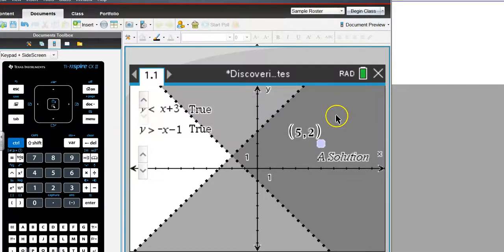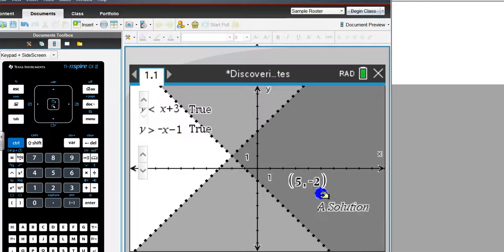And you can see that easily by plugging in the values, right? So if x is 5 and y is 2 here, so if we plug in that, y would be 2 is less than 5 plus 3. 2 is less than 8, that's true. 2 is greater than negative 5 minus 1. 2 is greater than negative 6. So both of these statements are true when you plug in this point. So I can plug that point in, and you can see that anywhere in this double shaded region is the solution region. We call that the feasible region.